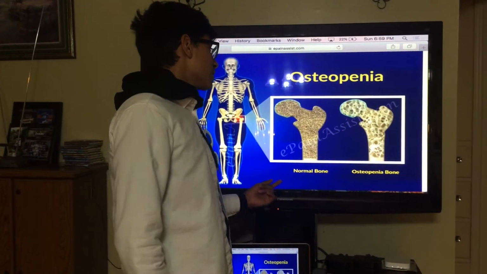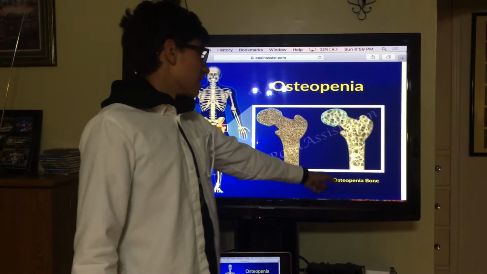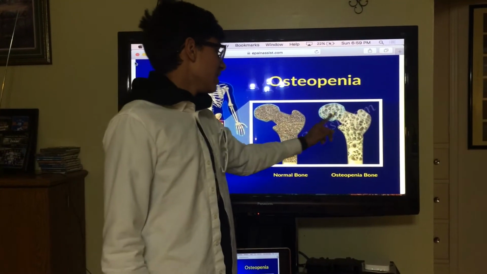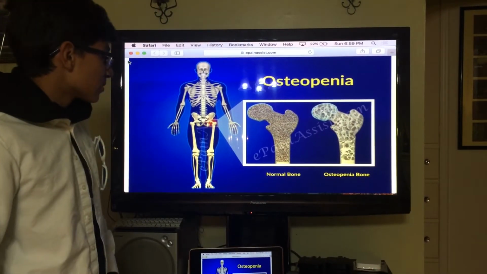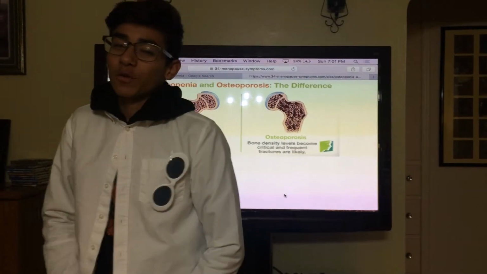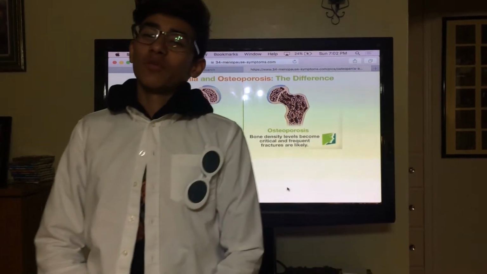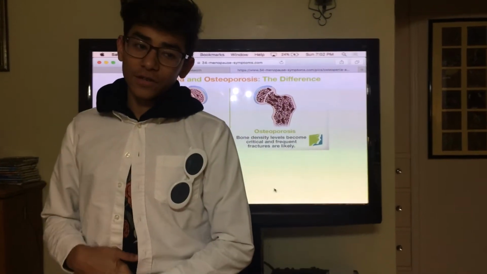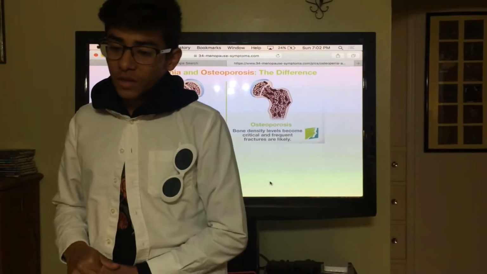Here we see the differences between a normal bone and an osteopenia bone. As you can see, the osteopenia bone has less bone density than the normal bone. The next condition we will be talking about is osteoporosis. Osteoporosis has no symptoms and is like osteopenia, but is a more severe version of osteopenia.